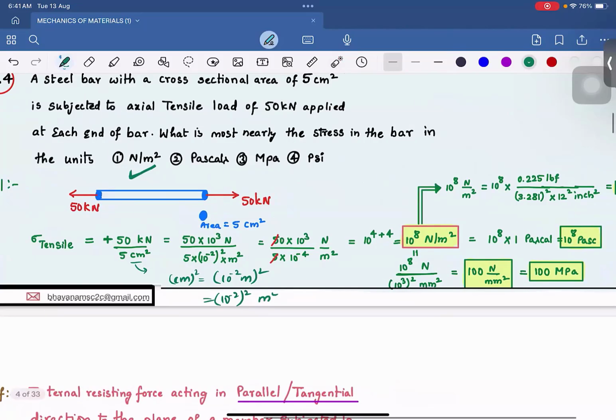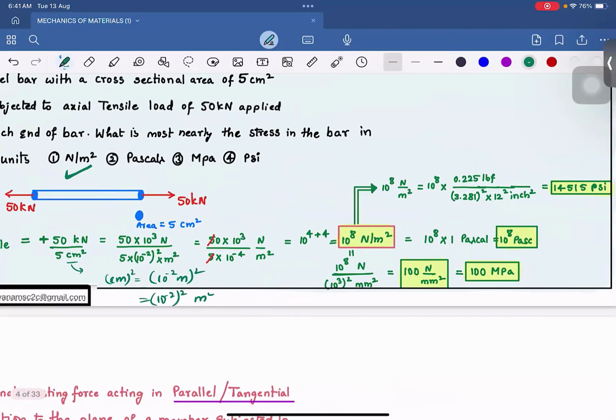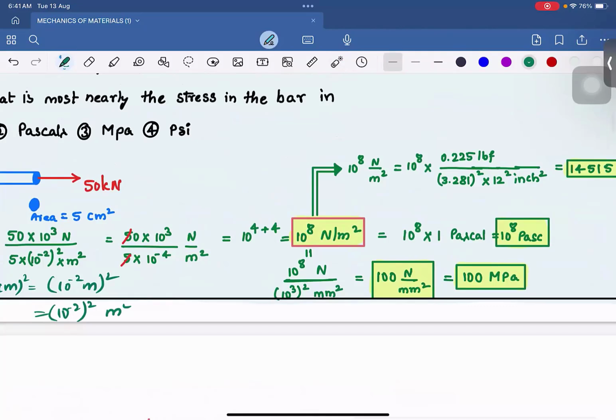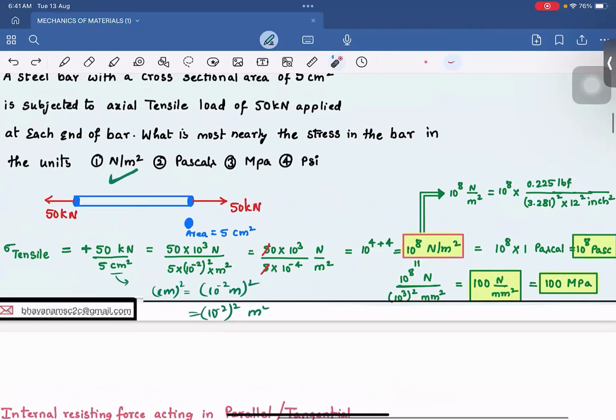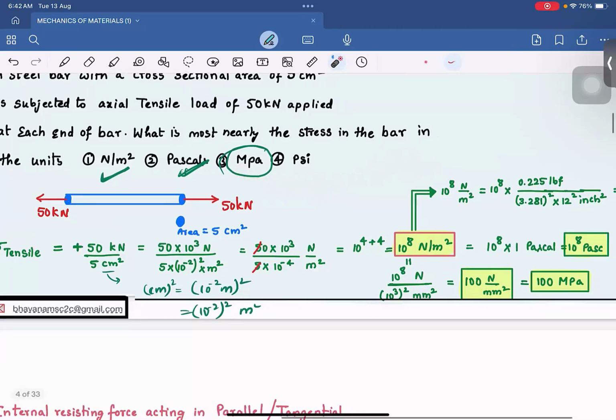They asked me to find it in pascals. As I showed you before, 1 Newton per meter square is equal to 1 Pascal. So using the factor 1, 10 power 8 Newton per meter square is equal to 10 power 8 Pascal. This is also over. Then they asked for the stress in MPa. As I said, MPa means mega, a prefix, which means 10 power 6. It will be 10 power 6 pascals. Let's see how to get that.